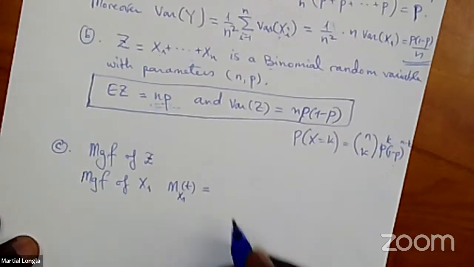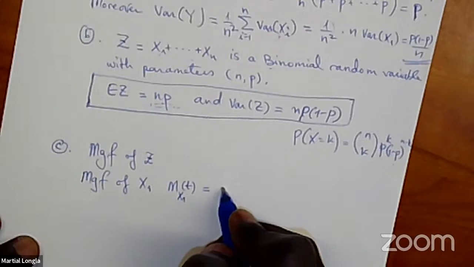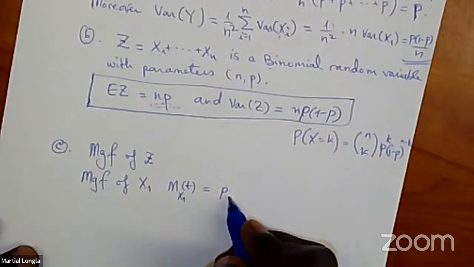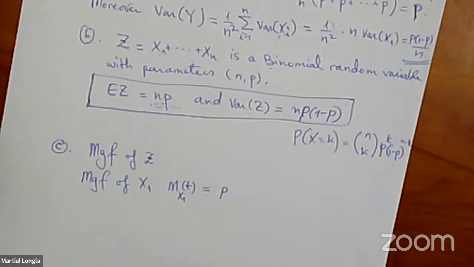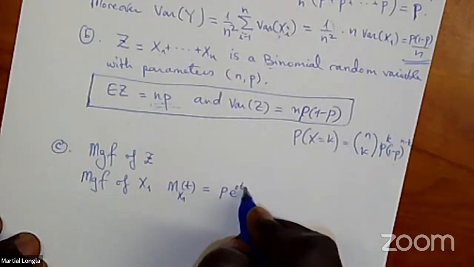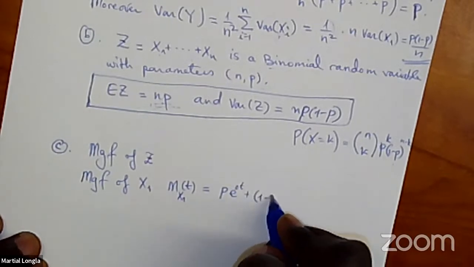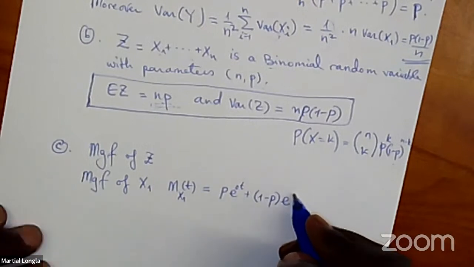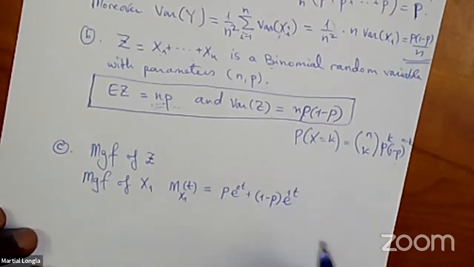P plus 1 minus P times... No, go slowly with the definition. I know the answer you're giving is correct, but how do I get it? P times e to the 0 times t plus 1 minus p times e to the 1 times t. Yeah. That's the definition of the moment generating function.